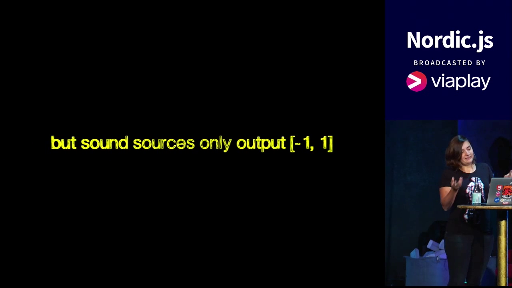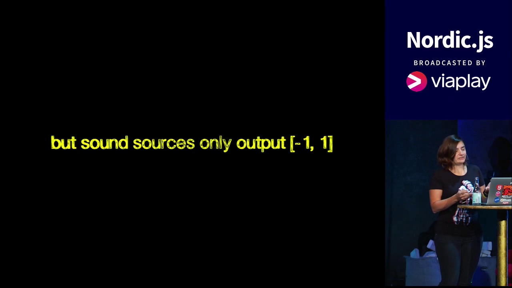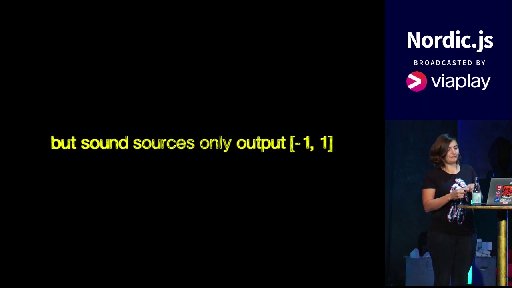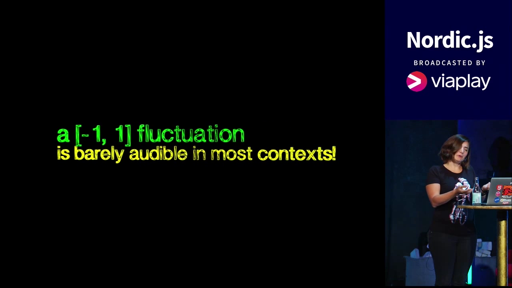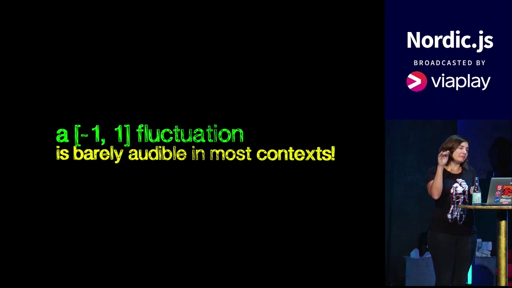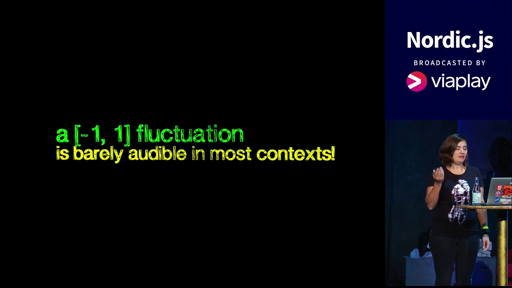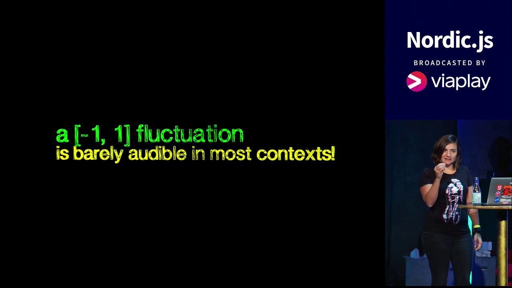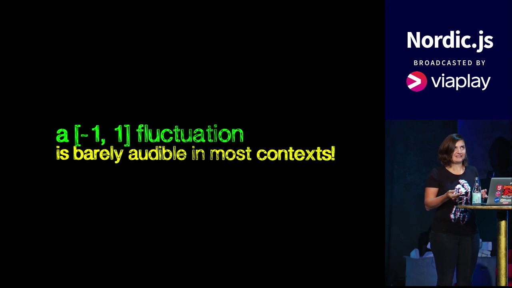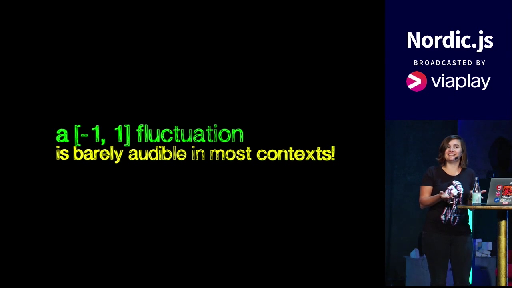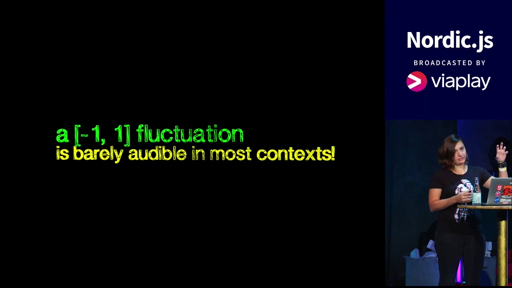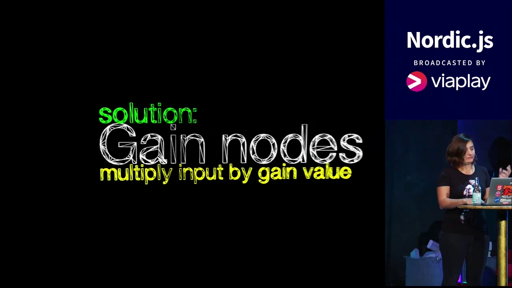So the little issue here is, as I say, the sound sources only output -1 to 1. So the problem is that if you just fluctuate between -1 and 1, that's not really very different from no fluctuation. If I'm singing a note and I try to modulate it a little bit, that's not really something you can notice. But if I want, I don't know, a wah, you can notice that. So we need something that takes this oscillator and amplifies it. And the answer for this is the gain node.